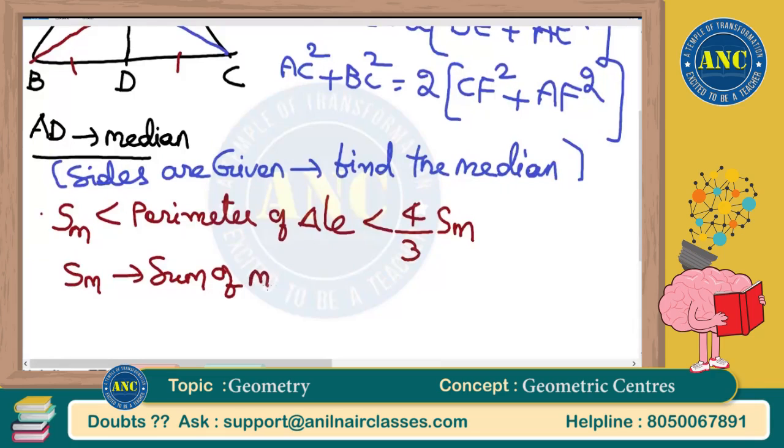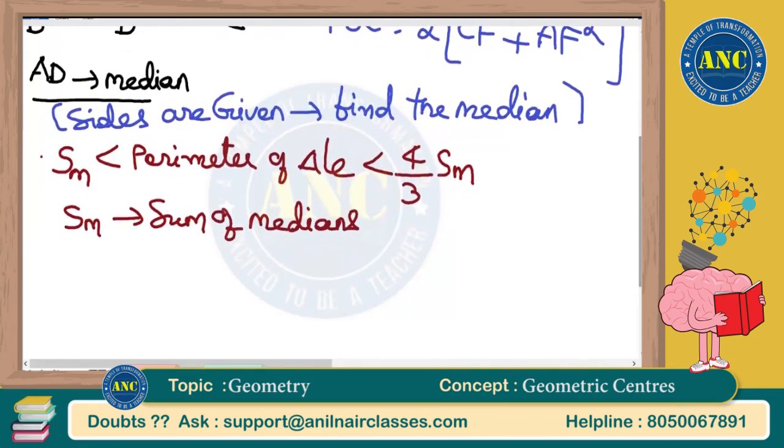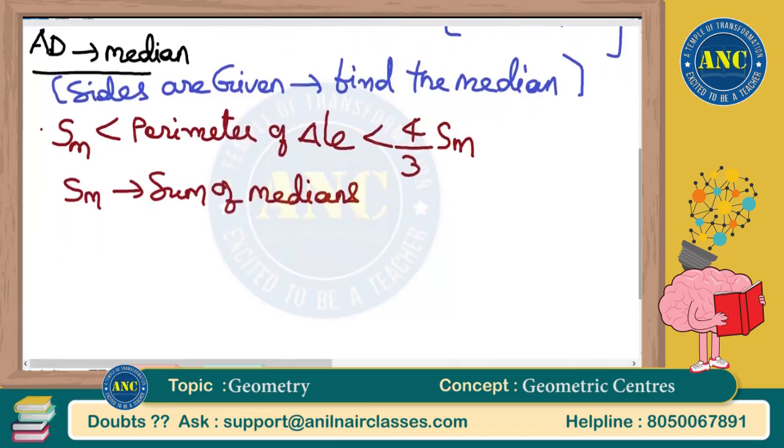SM is nothing but the sum of the medians. The perimeter of a triangle always lies between the sum of the medians and 4/3 of the sum of the medians. All these proofs you can easily get in NCERT. In case you are not convinced, I will tell the proofs in the upcoming classes.